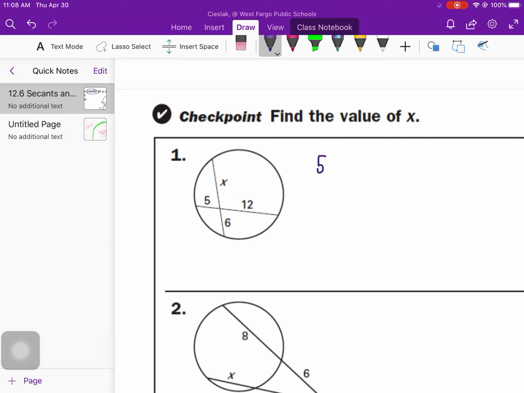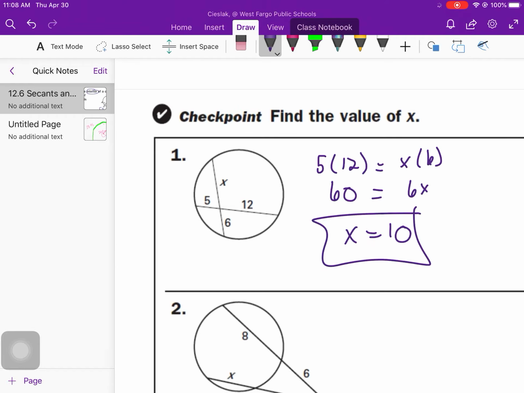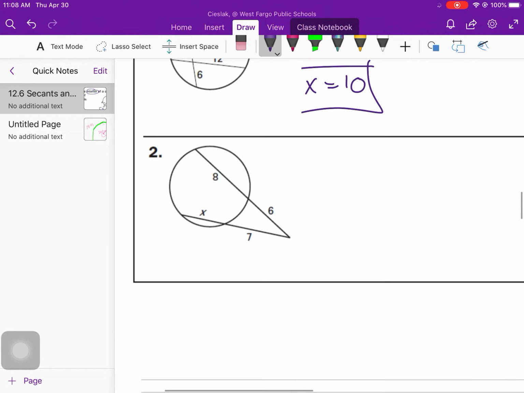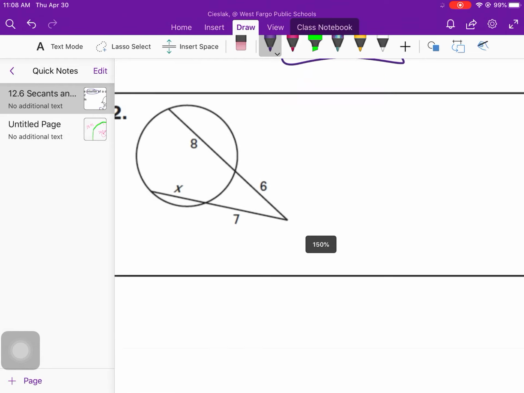So I'm going to go 5 times 12 is equal to x times 6, which is just 6x is equal to 5 times 12 is 60. X is equal to 10. So that one's pretty straightforward. Okay, number 2 is going to get a little more difficult, and we'll talk about why.